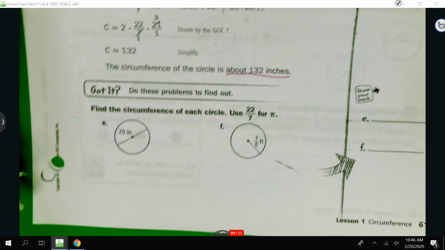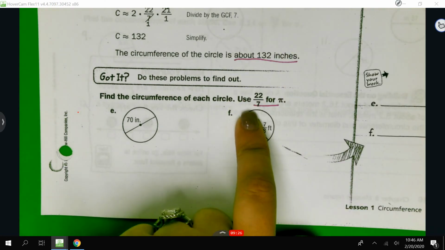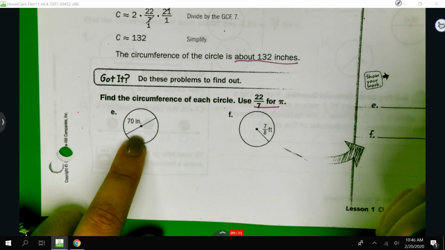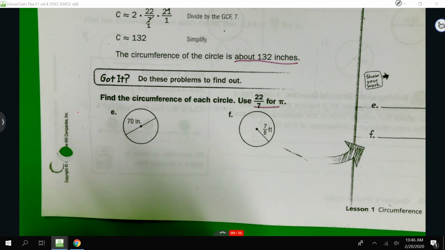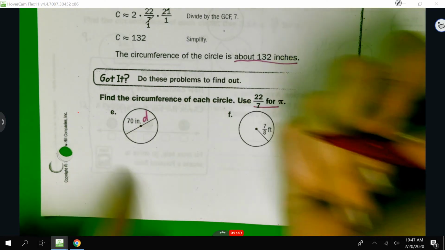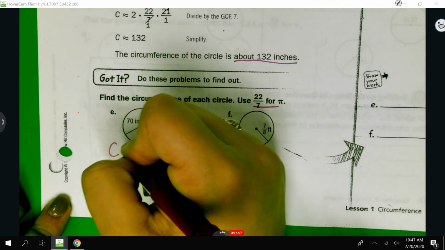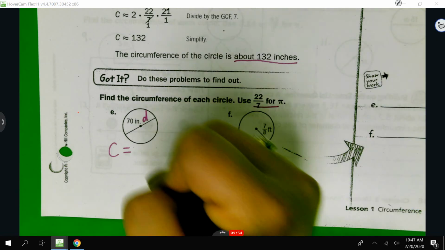Okay. In circle E and F, it tells us specifically to use 22/7, so we have to use that one. What piece of information do I know about circle E? You have the diameter, right? That 70 inches is your diameter because it's passing through the center and going all the way through the circle. So if I know the diameter and I'm trying to find the circumference, what formula do I want to use? C equals pi d.